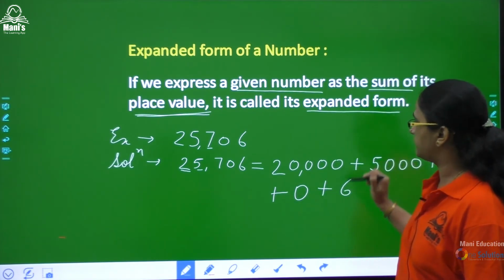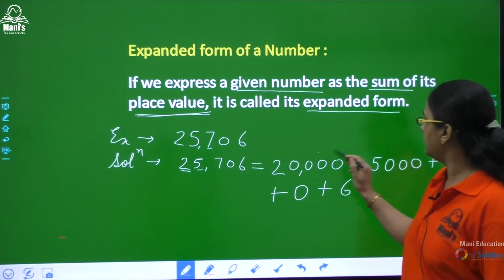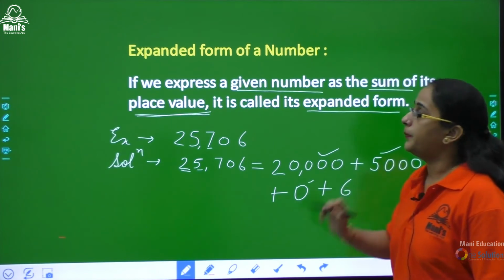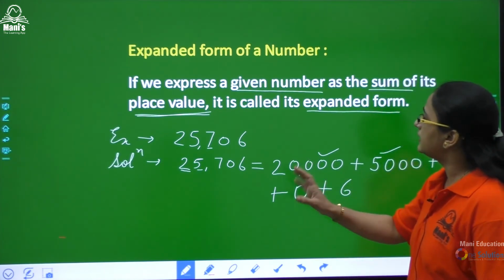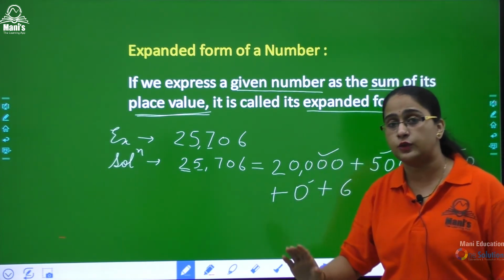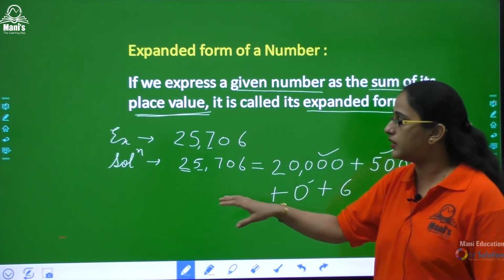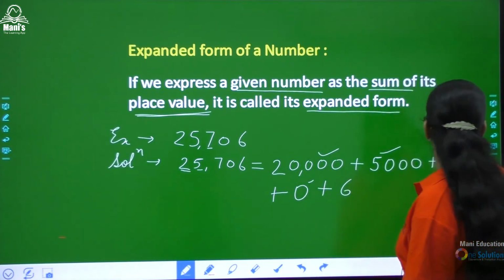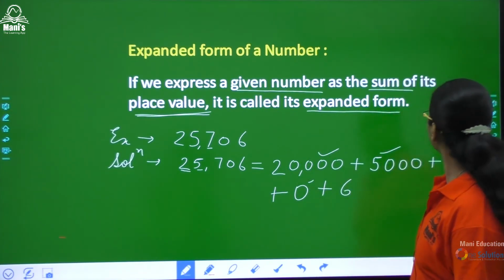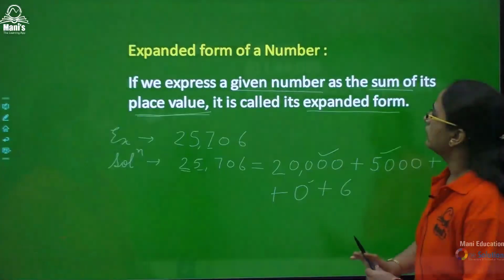Now in the case of the expanded form, when you write it, these are all the place values, not the face values. Means in the case of the expanded form, if we write the expanded form of any number, we have to write the place values as a sum. Okay? Understood? Yes.